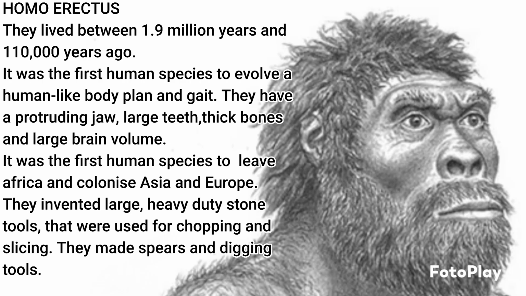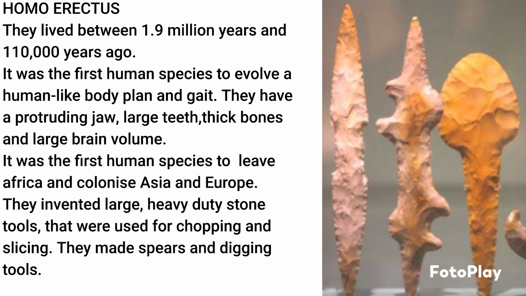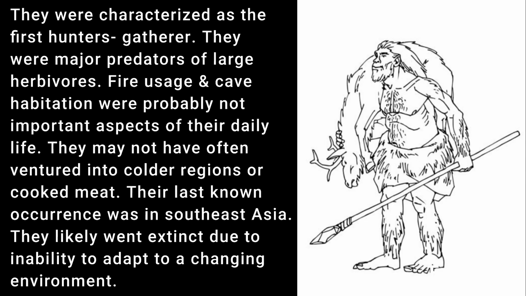Homo erectus. They lived between 1.9 million years and 110,000 years ago. It was the first human species to evolve a human-like body plan and gait. They have a protruding jaw, large teeth, thick bones, and large brain volume. It was the first human species to leave Africa and colonize Asia and Europe. They invented large, heavy-duty stone tools that were used for chopping and slicing. They made spears and digging tools. They were characterized as the first hunter-gatherer. They were major predators of large herbivores.